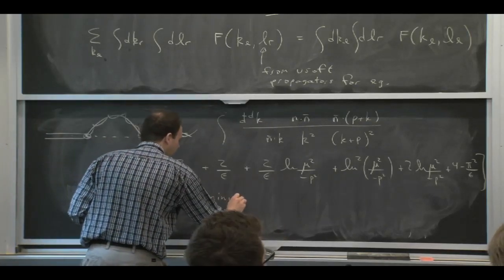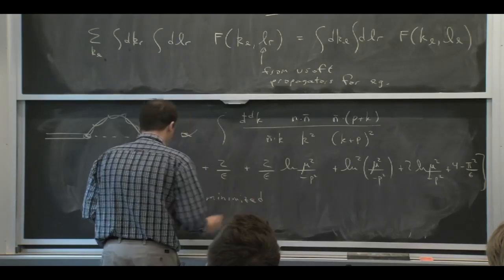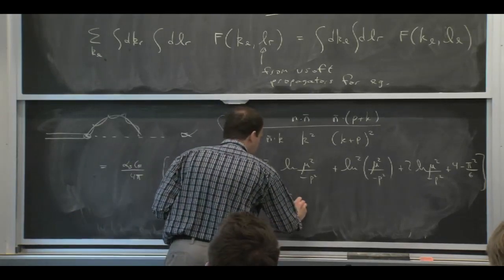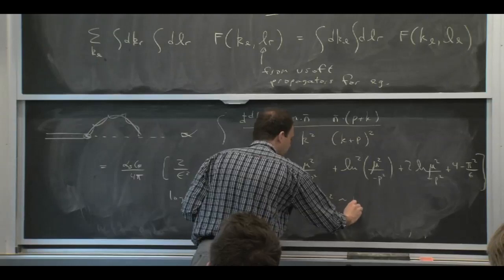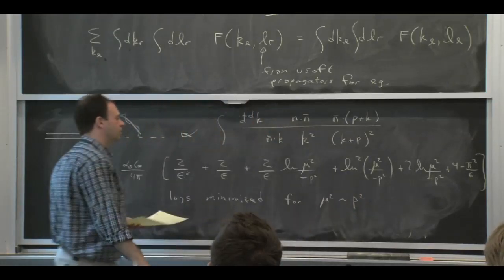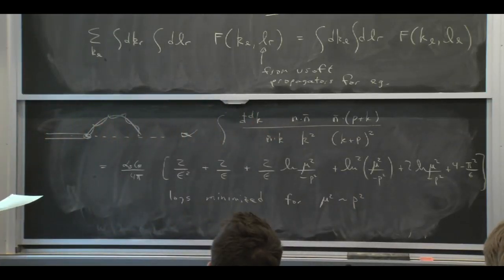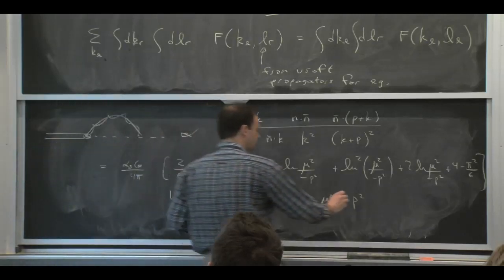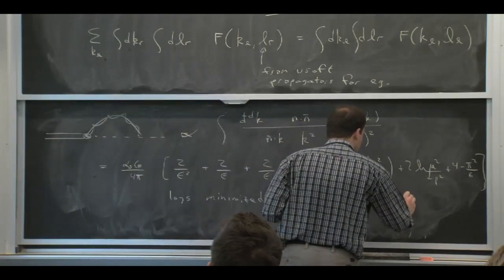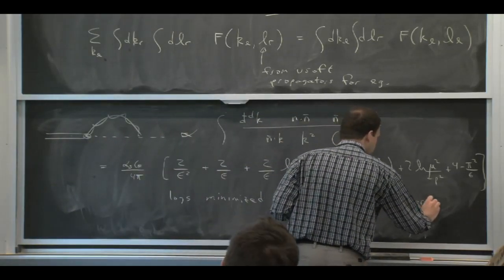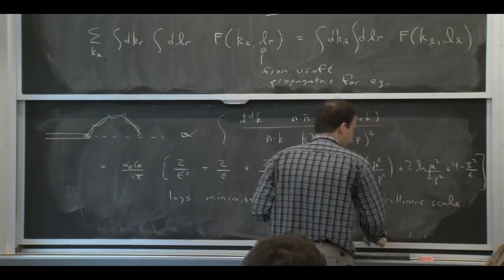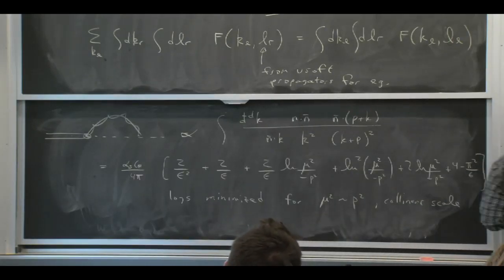Because remember, the collinear particles lived at a larger p squared than the ultrasoft ones. So there's a larger scale that would minimize these loops. It's the collinear scale. So the effective theory is capturing the physics at that scale.